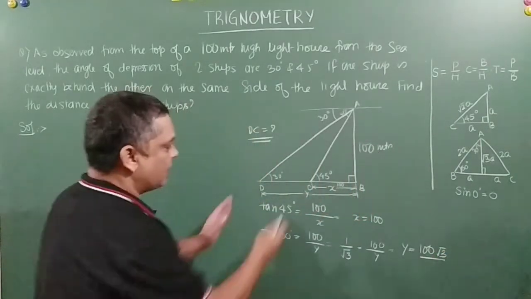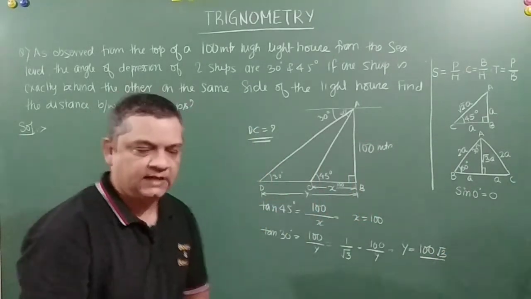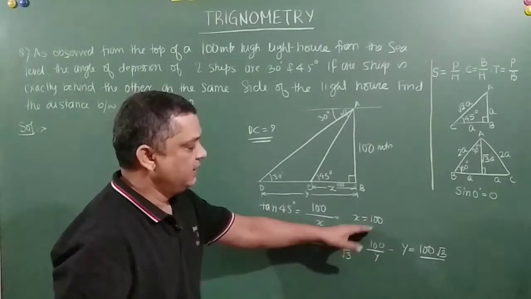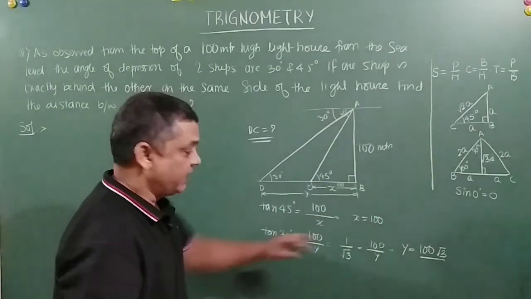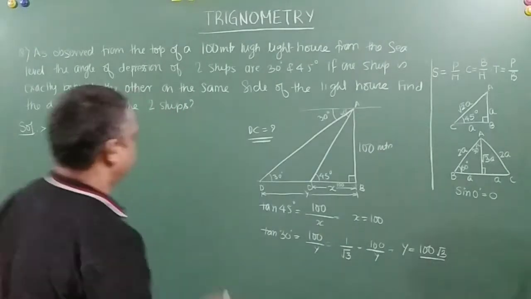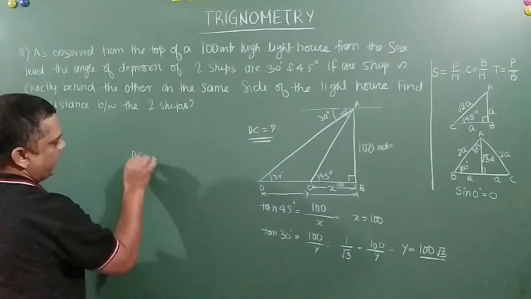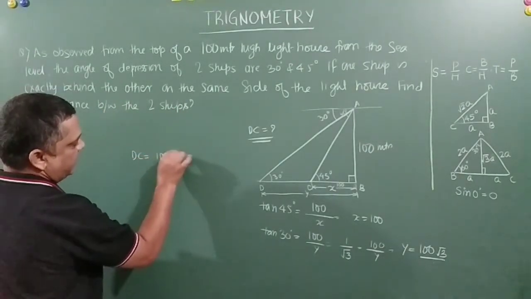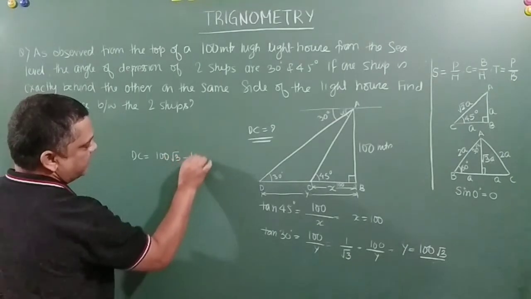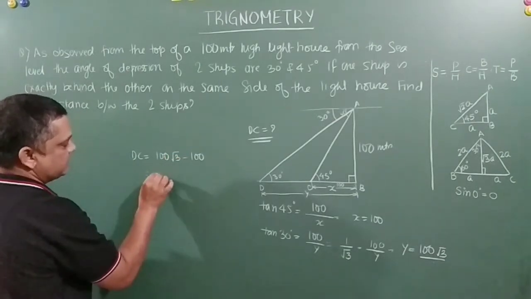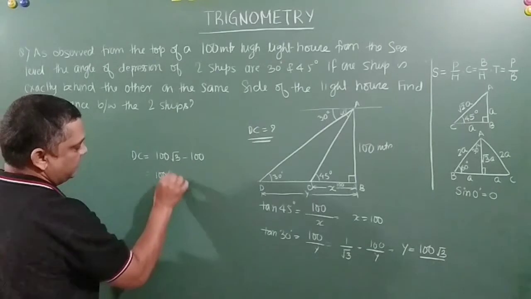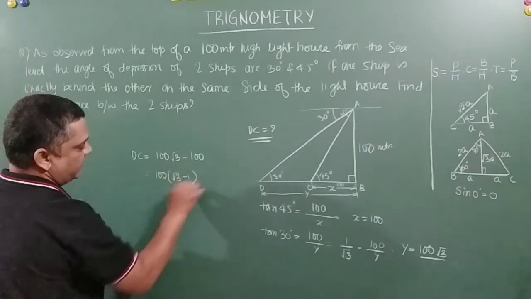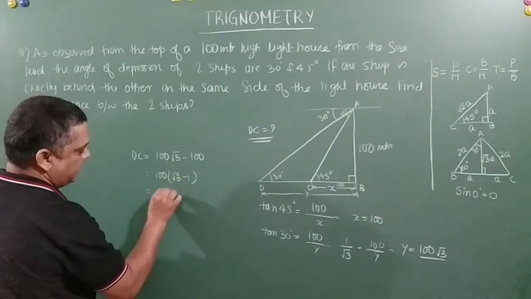Right? So what will be our distance DC? DC will be nothing but 100 root 3 minus 100. So DC is equal to 100 root 3 minus 100. Right? Which is equal to, taking 100 common here, 100 times root 3 minus 1.